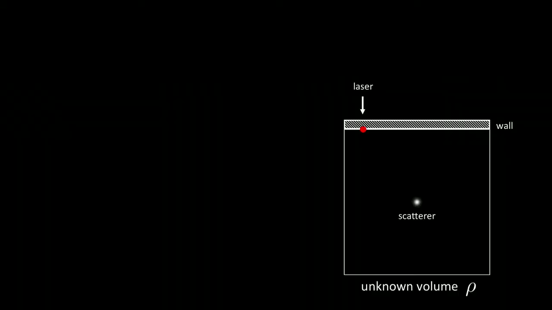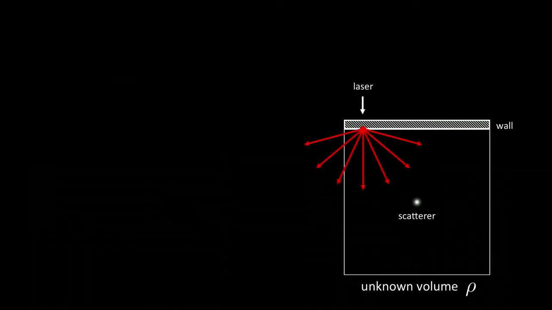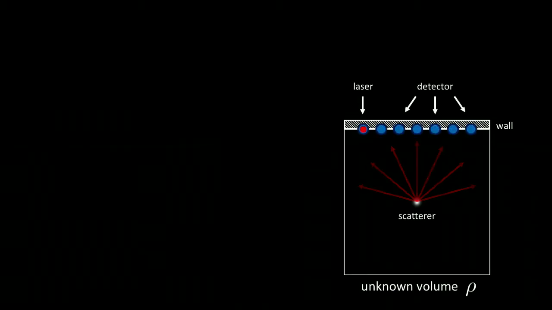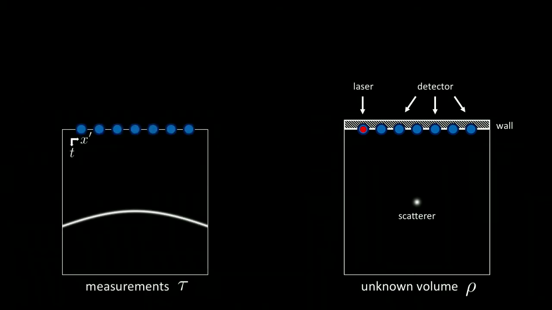So on the right here, I have a hidden volume, and I'm illuminating a wall at the top with a laser. Some of that light scatters, and then some of that light will fall on a hidden object. And this object will scatter light back to the wall, and it'll get picked up by a sensor that's looking at a different point on the wall. So as opposed to, say, just looking at one point on the wall, you capture the measurements along a whole different array or grid of points on the wall, and you get measurements that look a little bit like this.